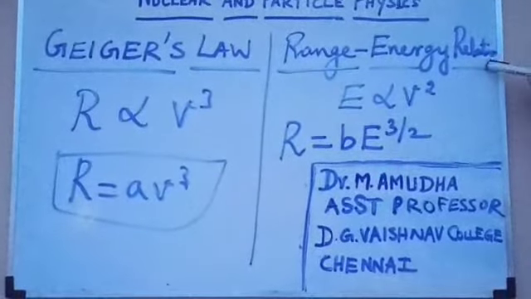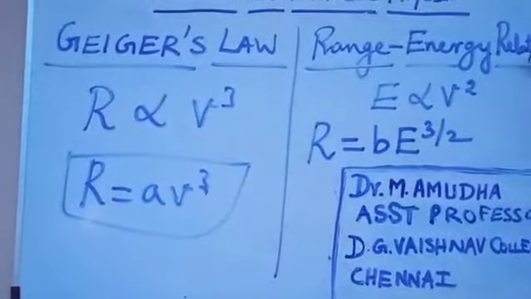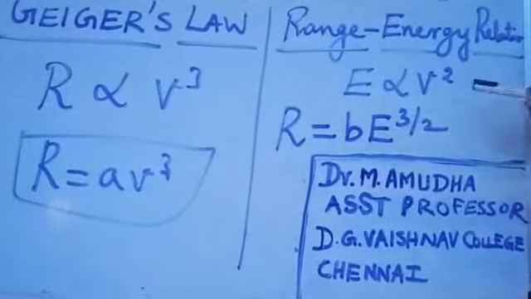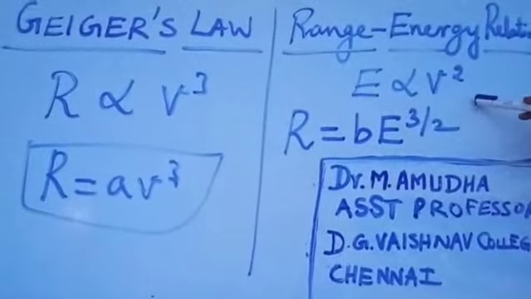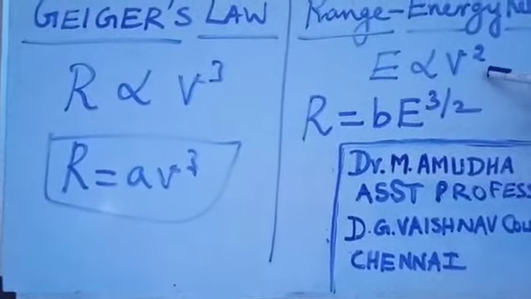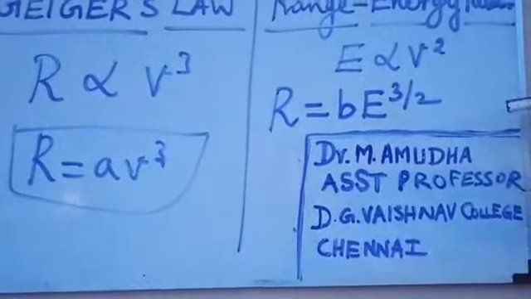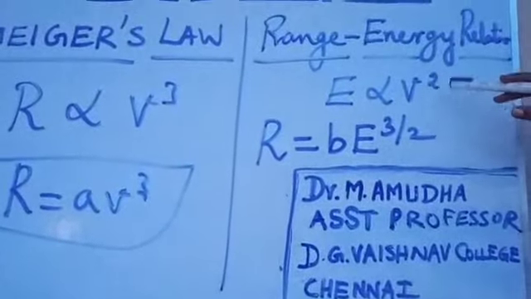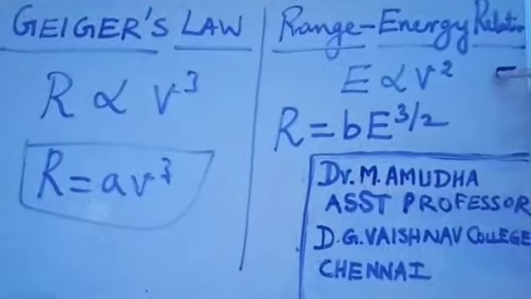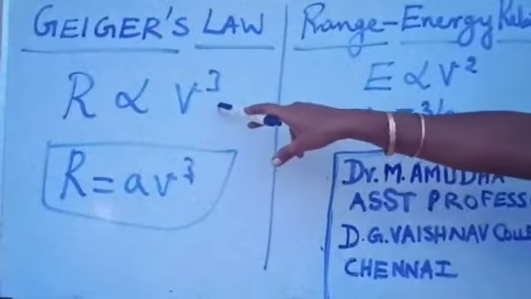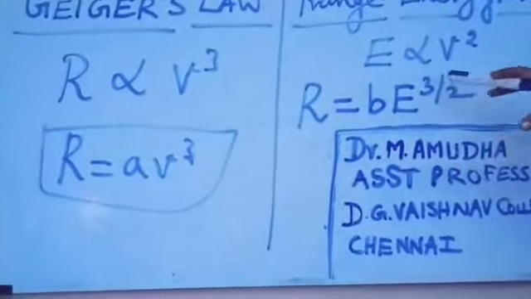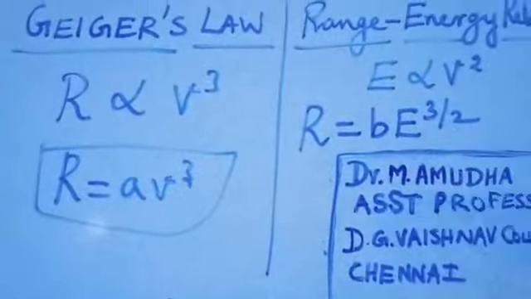Range energy relation. We can find the relation between the range of the alpha particle and the energy of the alpha particle. First we have to see the relation connecting energy and the velocity of emission of the alpha particle. The energy is found to be directly proportional to the square of the velocity of emission, so velocity is directly proportional to E power half. Substituting E power half instead of v, we get R = B E power 3 by 2, where B is a constant.